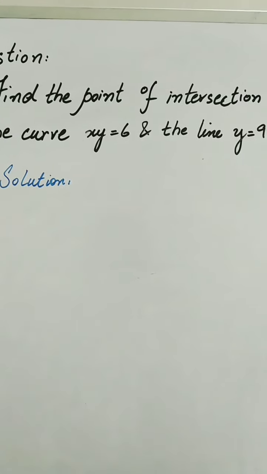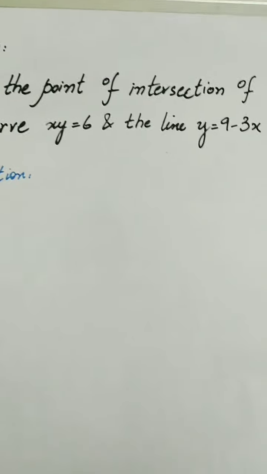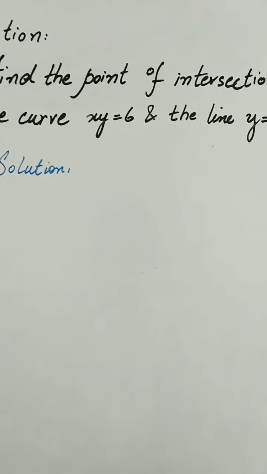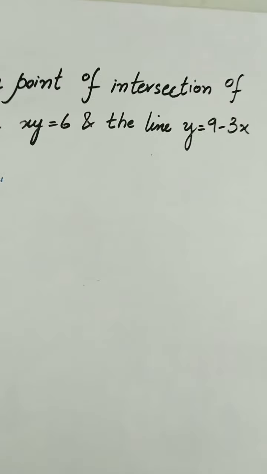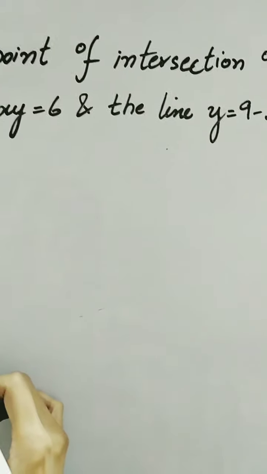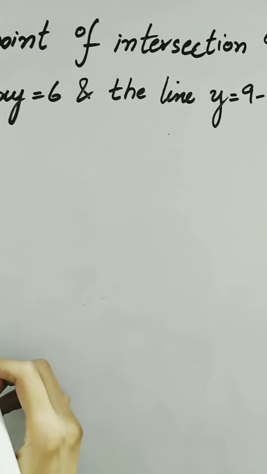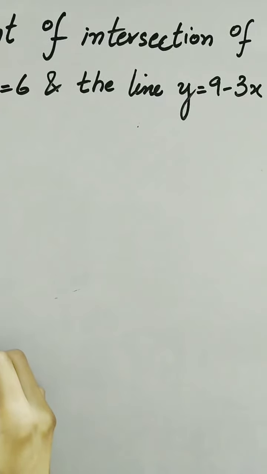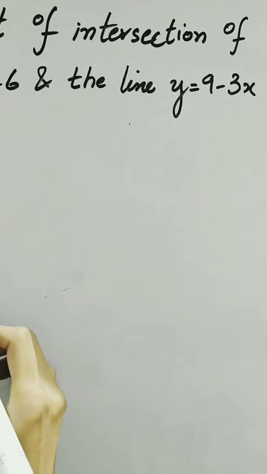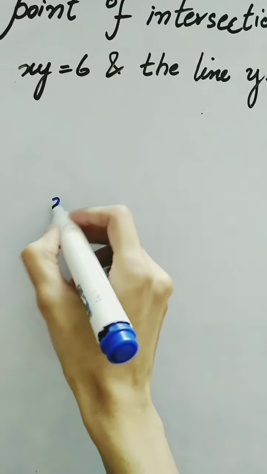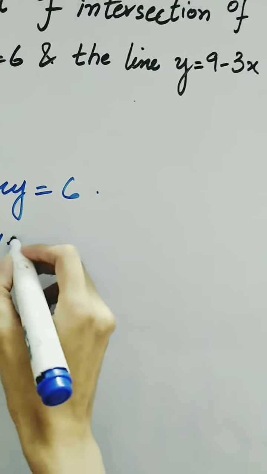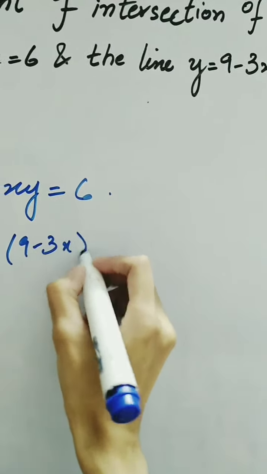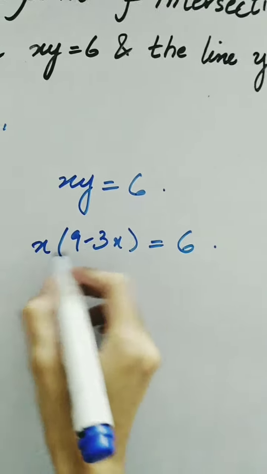Here we have another question in which we have to find the point of intersection of the curve xy equals 6 and the line y equals 9 minus 3x. In order to find the points of intersection, we will put the value of y from the equation of the line, which is 9 minus 3x, into the equation of the curve xy equals 6. Now we have x times (9 minus 3x) is equal to 6.